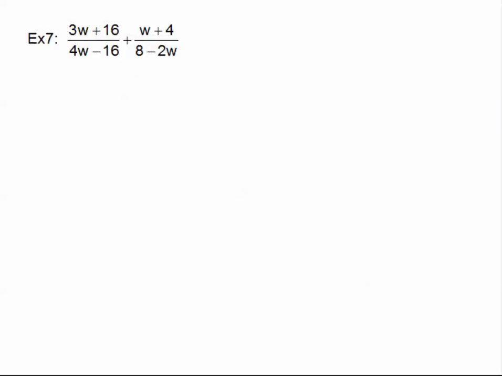Looking at our next example, example 7, let's look at these denominators. Oh, they're different again. These are not the same denominators, so therefore we cannot add these fractions yet. What we need to do is find the LCD. Let's factor this denominator. This is another GCF problem. I'll pull out the 4, and I'll be left with w minus 4. And this 8 minus 2w, I can factor out a 2 as a GCF, and I'm left with 4 minus w.